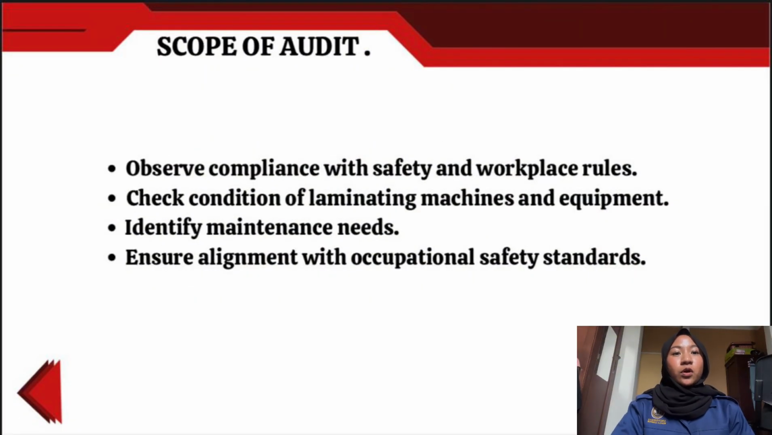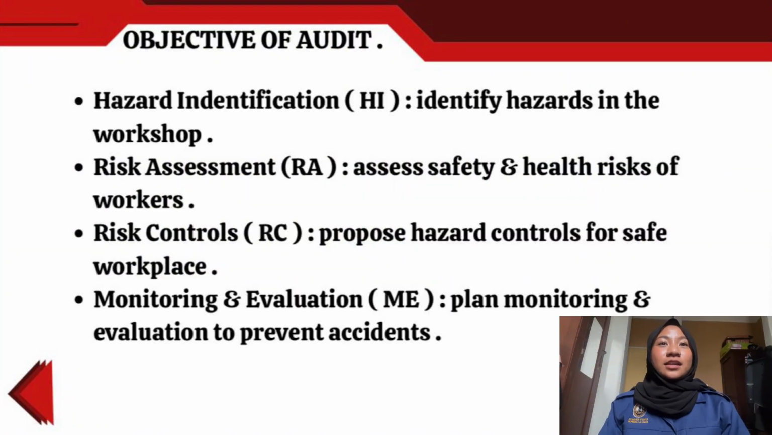Next, scope of audit. We will observe compliance with safety and workplace rules such as personal protective equipment usage and compliance with standard operating procedures. We will inspect the laminating machines and related equipment to check their working condition, identify potential hazards, and assess if any maintenance or servicing is required. Now, I will explain the objective of our audit at the fiberglass laminating workshop.